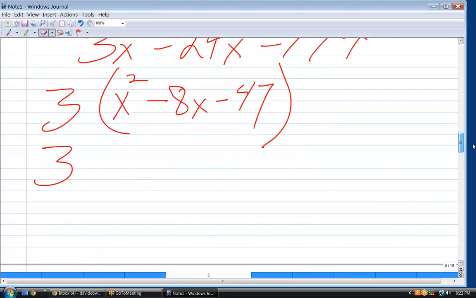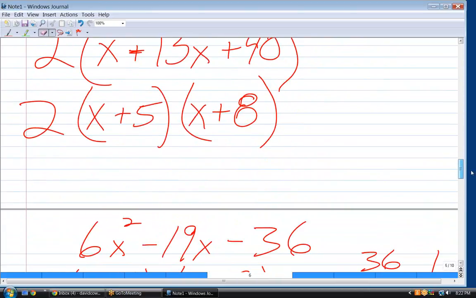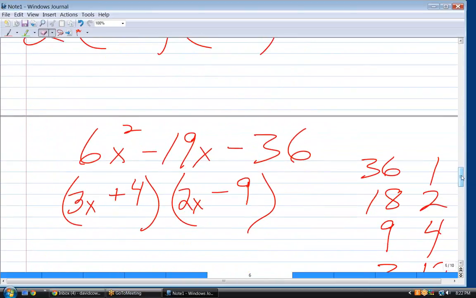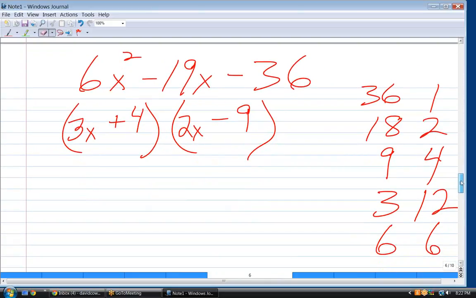Okay. I must have erased it. But the one where we got -3 and 2/5 as answers, that means it was factorable. I must have done my calculations wrong, and I didn't see that one of those factors worked. Because notice that this one factors, and I'm still going to get fractions.